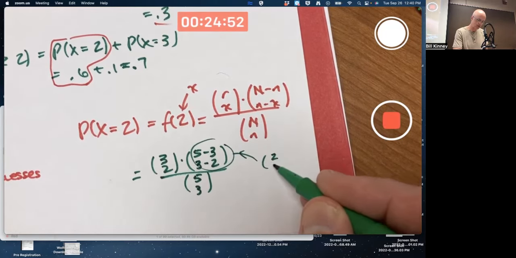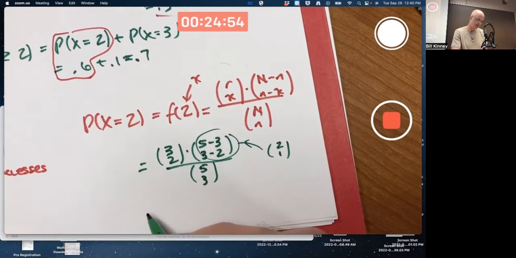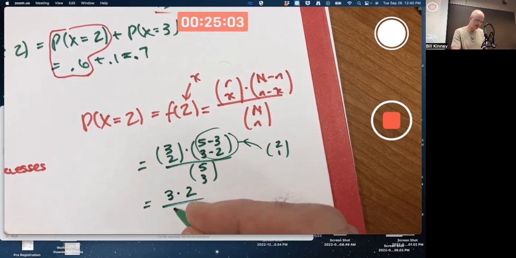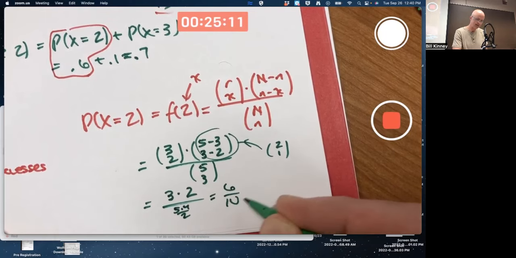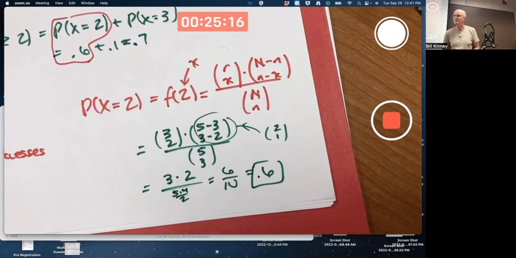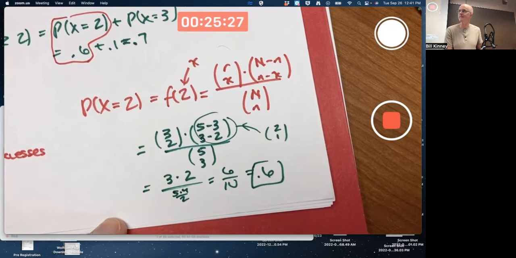That's the same as 2 choose 1. 3 choose 2, if you figure it out, is 3. 2 choose 1 is 2. 5 choose 3 turns out to be 5 times 4 over 2, which is 10. This is 6/10, or 0.6. We've confirmed the answer. I'll let you take the time to confirm those combination calculations on your own if you want. If you want to think about factorials, just to be careful. I did those quickly in my head for the most part.